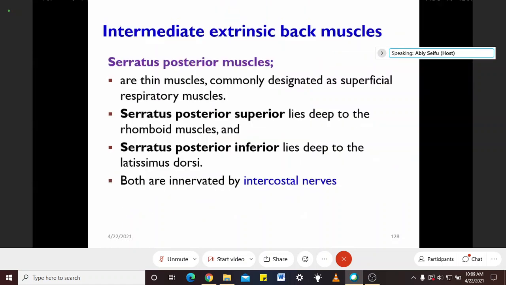Now let's continue to the musculature. We have seen the superficial muscles of the back. Now let's continue to the intermediate one. This intermediate group is the extrinsic back muscles, which are not proper back muscles. They are two in number, and they are used for respiration, which are the serratus posterior superior and serratus posterior inferior muscles.